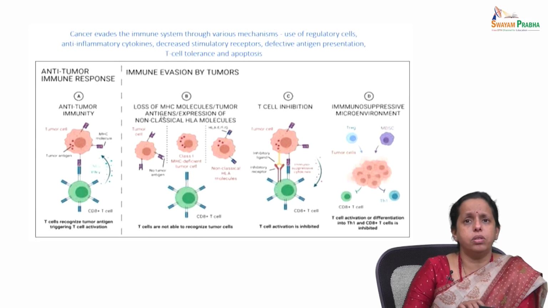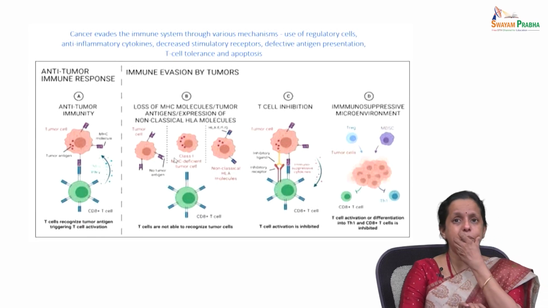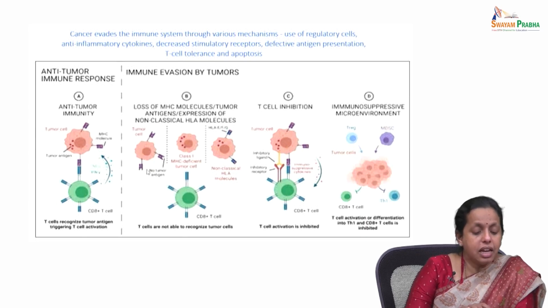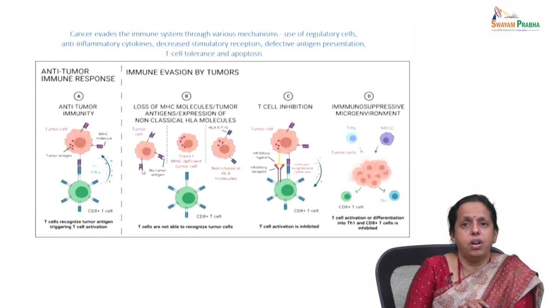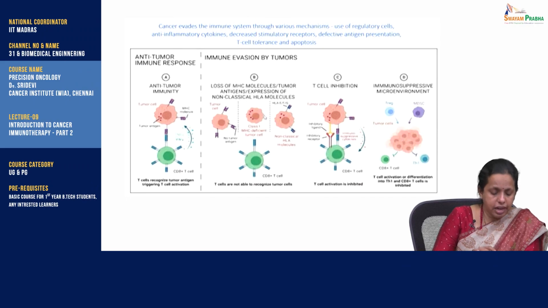MHC class 1 can be down regulated on tumor cells. So what happens if they are down regulated? Your CD8 T cells will not be able to recognize the tumor cells. Furthermore, you even have loss of antigen variants on tumor cells, which leads to failed tumor recognition by CD8 T cells. T cells are not able to recognize your tumor cells because of the loss of the variant.